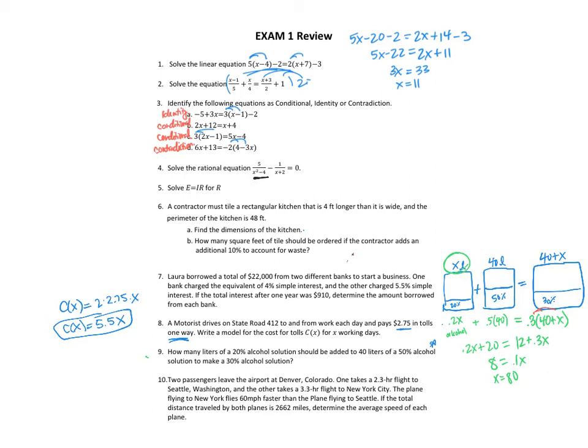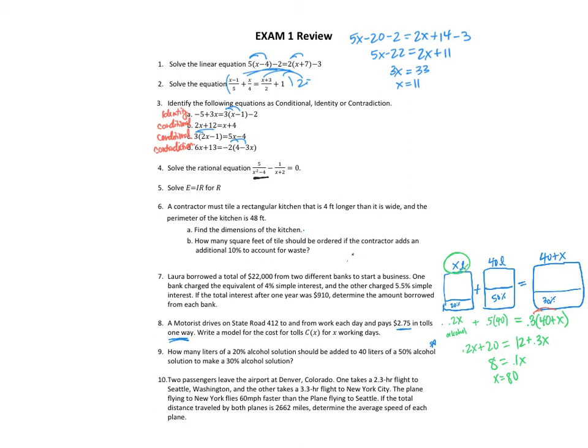On number 10, I have 2 passengers leaving the airport at Denver, Colorado. One of them is taking a 2.3-hour flight to Seattle. The other is taking a 3.3-hour flight to New York City. Then it says the plane flying to New York is flying 60 miles per hour faster than the plane flying to Seattle. And then it tells me the total distance traveled by both planes is 2,662 miles. Then I want to find the average speed of each plane.